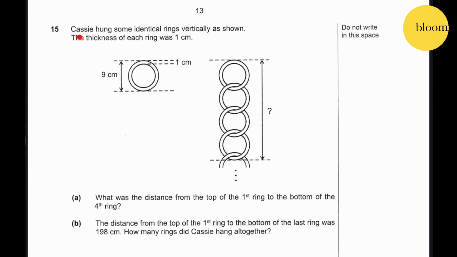Question 15. Cassie hung some identical rings vertically as shown. The thickness of each ring was 1 cm. Overall is 9 cm. A. What was the distance from the top of the first ring to the bottom of the fourth ring?